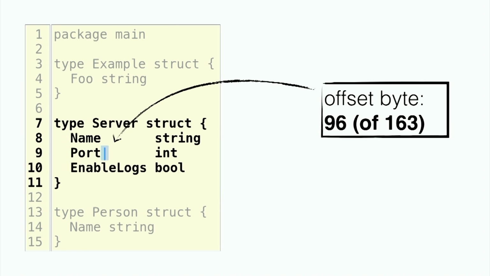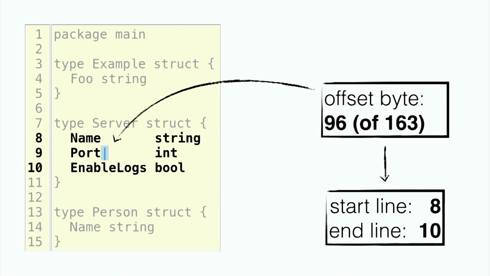The second mode is the offset mode. If you use an editor, this is really useful because your cursor is actually a file byte offset. Here, for example, there are 163 bytes in total, and your cursor is at 96. So I can again traverse the tree, and when I see that the offset is between the braces, I can just say, okay, give me the start and the end lines.